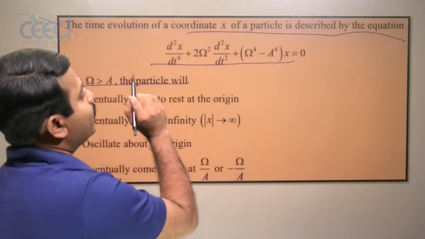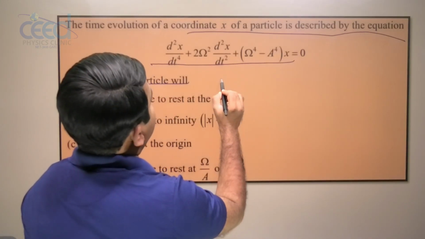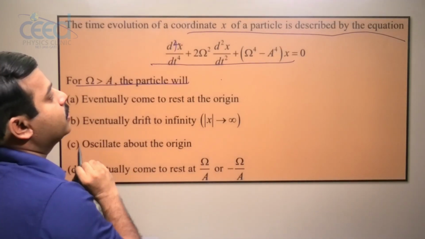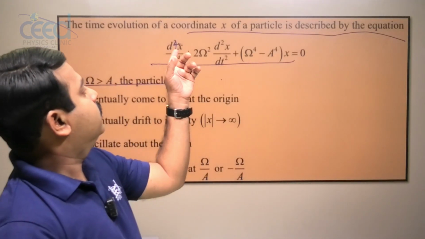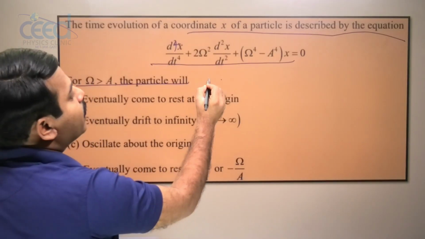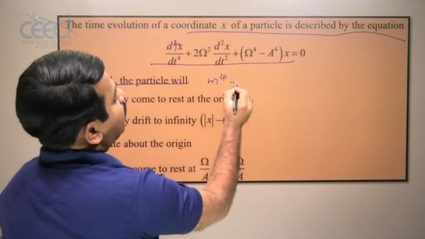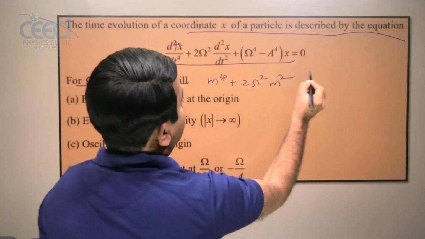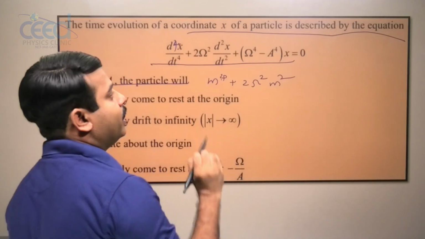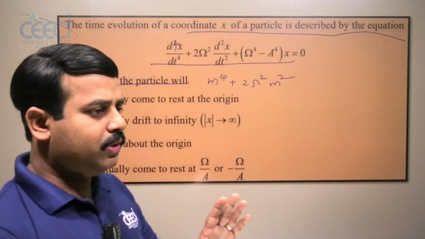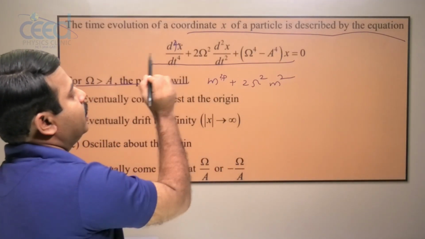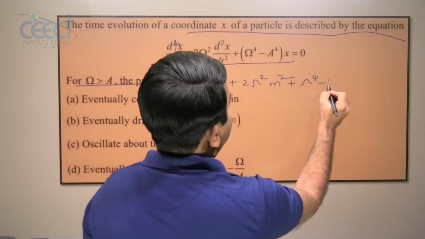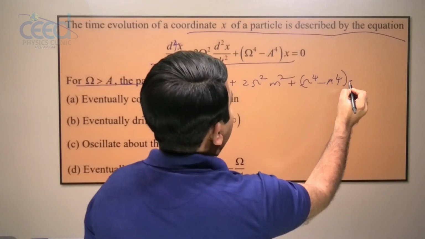Alright, so what is the solution? We have to solve the auxiliary equation. See here, dt raised to 4 means here also 4; that is a typing error. So m raised to 4 plus 2 omega square m square. d square x by dt square you replace with m square, then d raised to 4 x by dt raised to 4 becomes m raised to 4, plus omega raised to 4 minus a raised to 4 equal to 0.